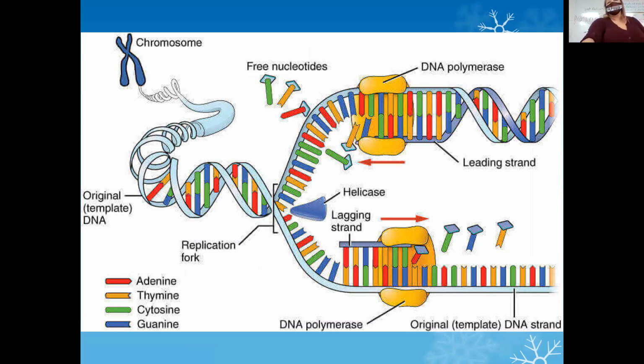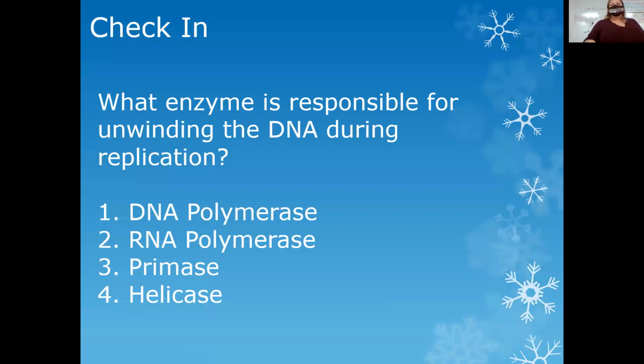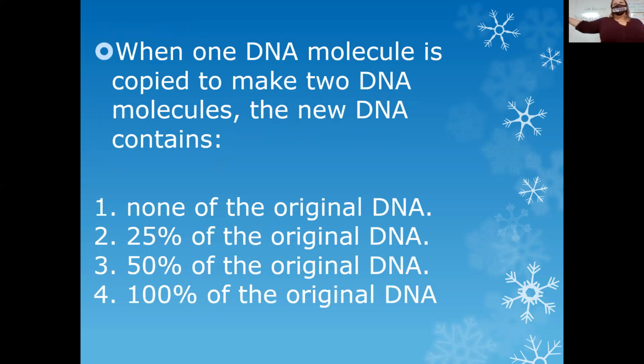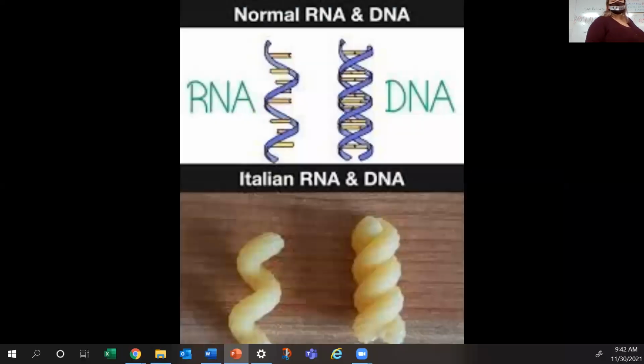Okay, close your eyes again real quick. Which enzyme is responsible for unwinding the DNA? Helicase. And which one is responsible for adding in the nucleotides? DNA polymerase. Be careful because there is also RNA polymerase. All right, you can open your eyes. And we all understand 50% of the DNA is from the original. Fabulous. Okay, we're done with your notes.